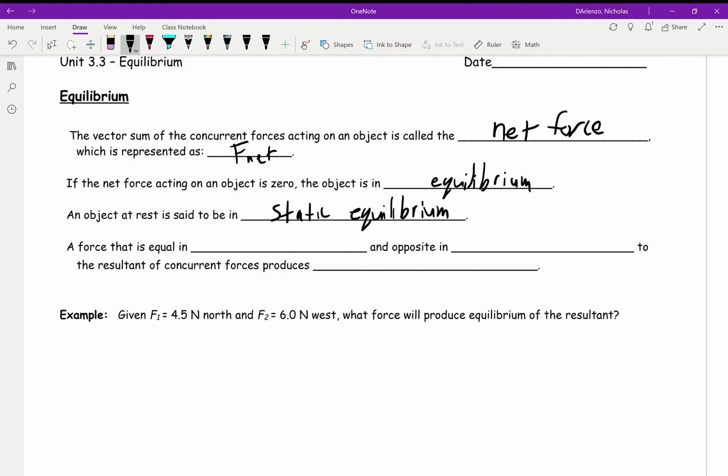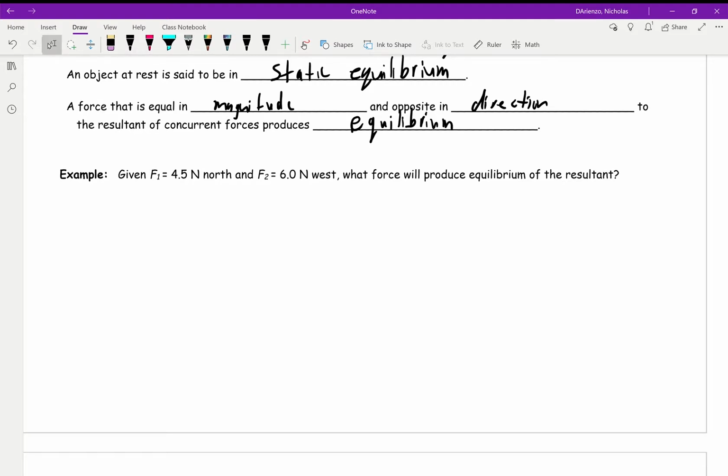So if we have a force that is equal in magnitude but opposite in direction to the resultant of concurrent forces, or to our net force, this is going to produce equilibrium. And I'll show you an example of what I mean by this. If we consider two forces, F1 and F2, F1 being 4.5 newtons directed north, and F2 being 6 newtons directed west, which force will produce equilibrium of the resultant?